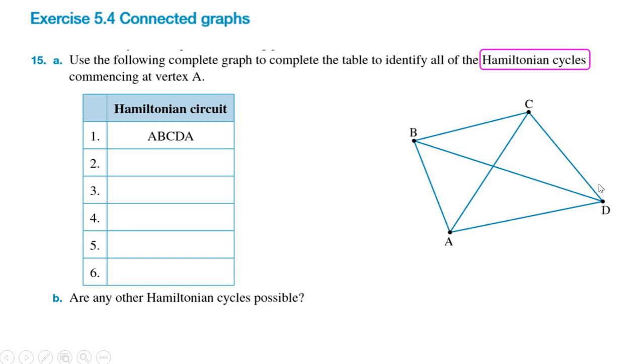We can go A, B, C, D, A. So we can just go all around the outside and we'll visit all of those vertex dots and we get back to A where we started. All right, now what is the next one we should try?